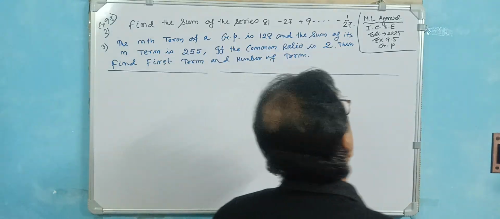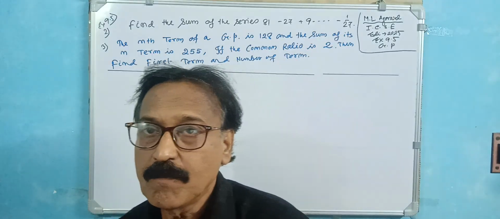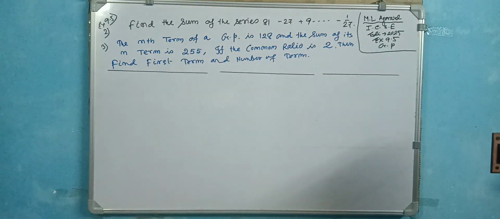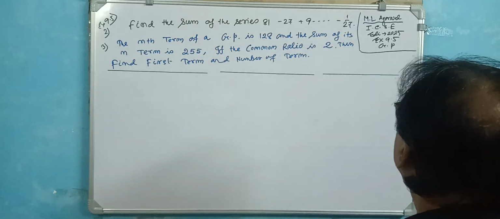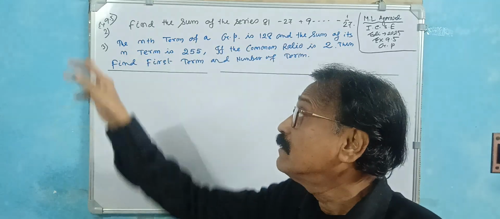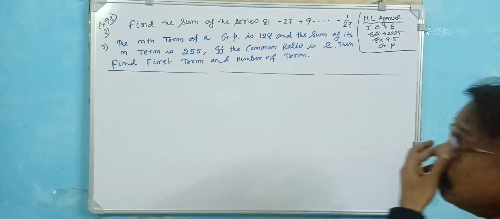Today I also discuss the same thing from the ML Aggarwal ICSE book, Exercise 9.5. The book edition is 2025. Here are the two sums I have already written down: Exercise 9.5, sum number 2 and sum number 3. So now, what's the sum?